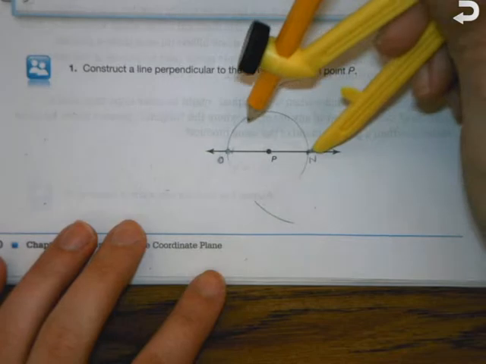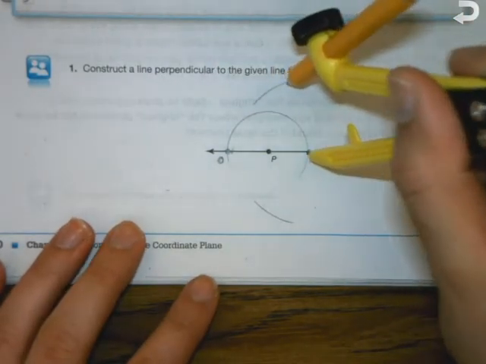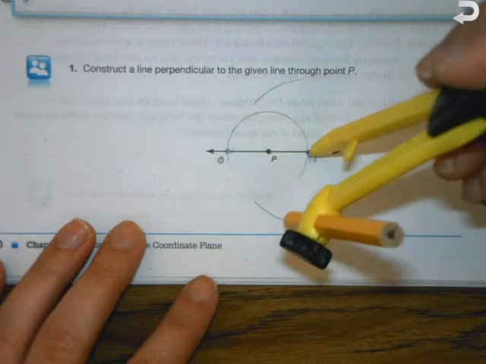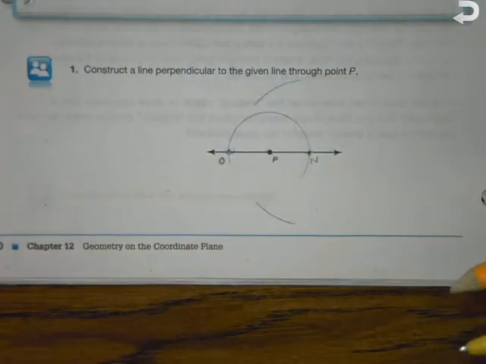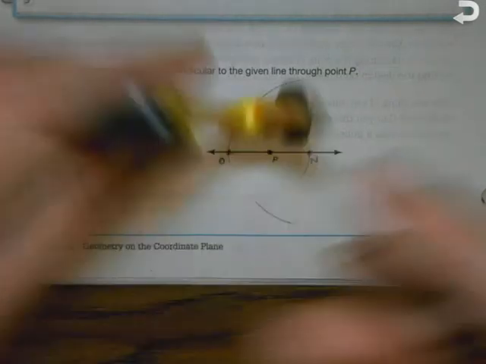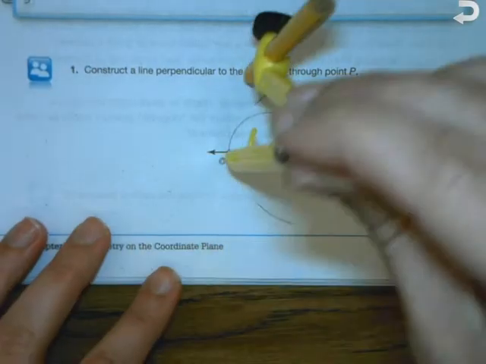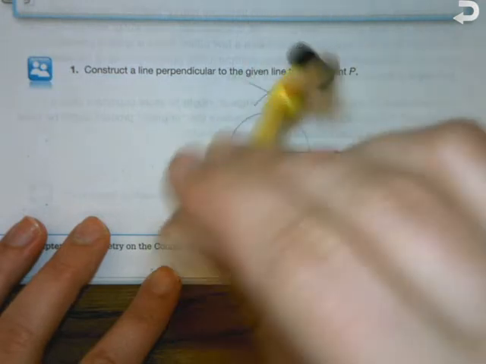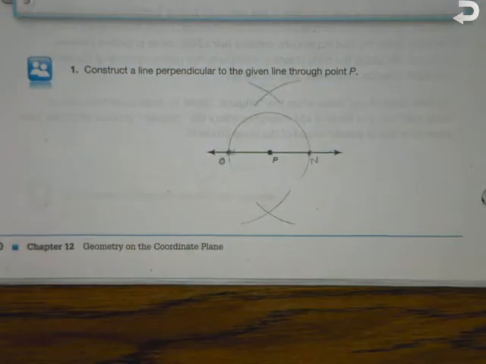Okay, so you're going to open up your compass a little bit, and you're going to make an arc above the one we just did, and an arc below. Okay? Now, do not change the opening of your compass and do the same thing using point O. So we're going to make an arc above and an arc below. So it should look like that.